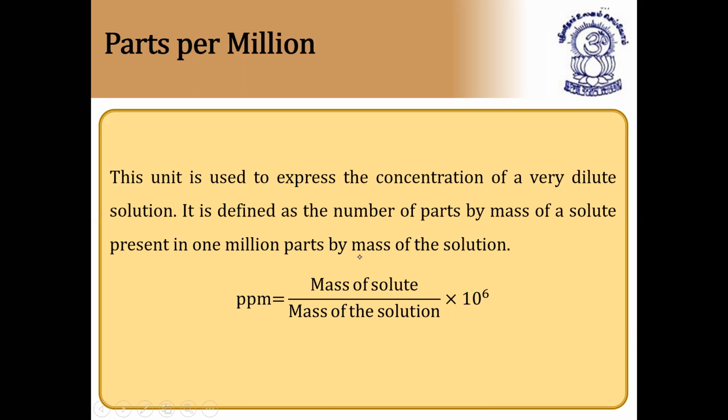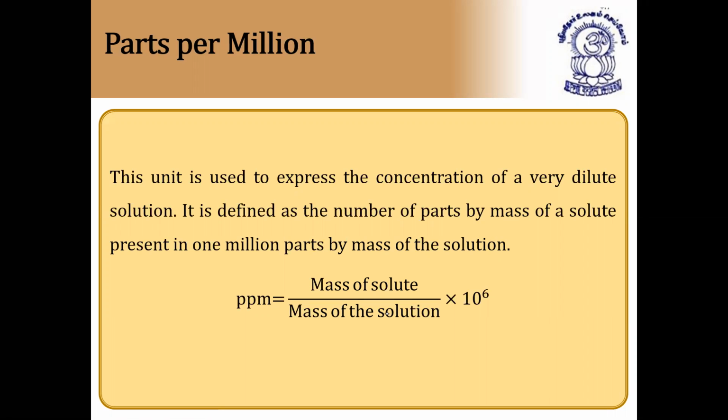And ppm means it is a very, very small part: in 1 million parts of the solution, one part of the solute is called parts per million. In simple words, again I'm repeating, in 1 million parts of solution, that is 10 to the power of 6 parts of solution, only one part of solute is called parts per million. So it is a very, very small amount. So this unit is used to express the concentration of very dilute solutions. It is defined as the number of parts by mass of solute present in 1 million parts by mass of the solution.